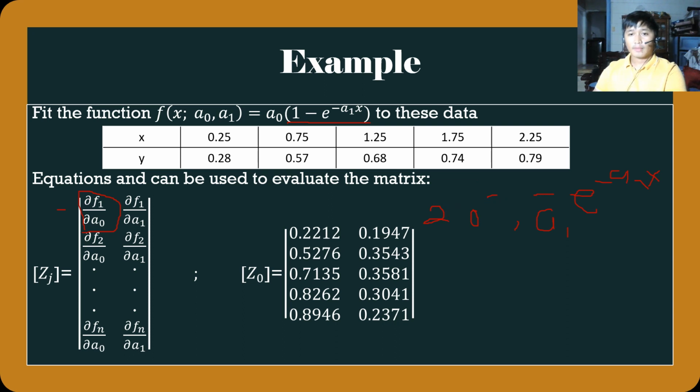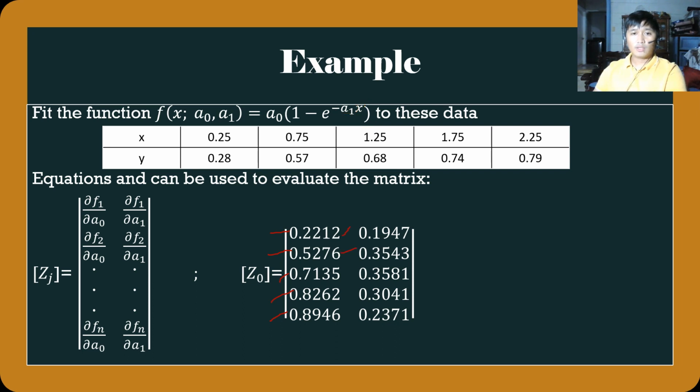To get the value of this one, we need to substitute the values of a sub 1 and x. Earlier we guessed that the value of a sub 1 is 1, and the value of x follows: x sub 1 is 0.25. So we have 5 data points, and by using this formula, substituting the values of a sub 1 and x, we arrive at these values.